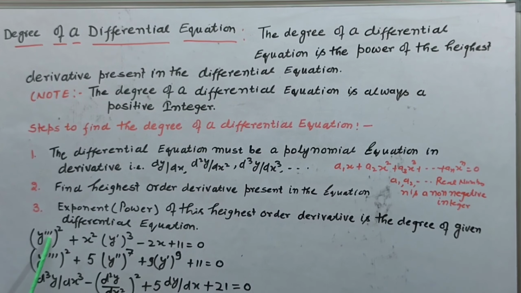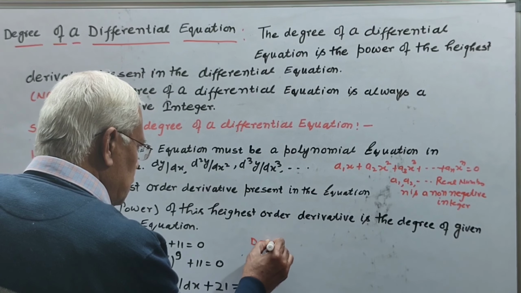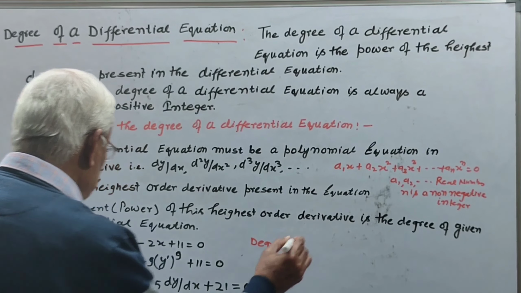Highest order is y triple dash, that is d3y upon dx3 is the highest order. What is the power of this highest order? 2. So the degree of this equation is 2. Degree is equal to 2.